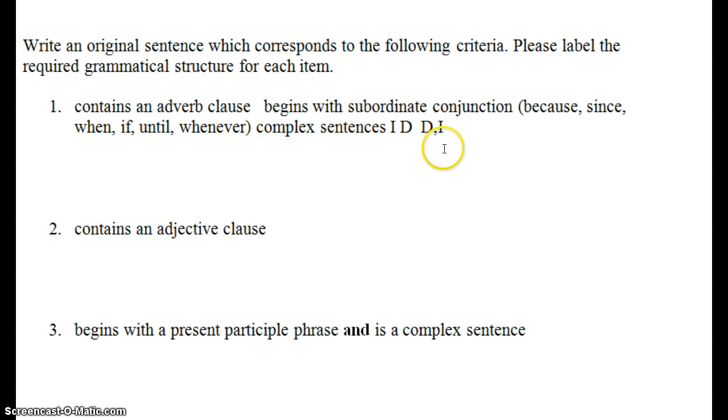And here's a couple samples of subordinate conjunctions: because, since, when, if, until, whenever. There's a whole list of them on that PowerPoint, which has been posted on Blackboard. I advise you to look that over again, same one that was shown in class. So with complex sentences, again, we can start with the independent clause and follow with the dependent clause, or we can start with the dependent clause followed by a comma, then the independent clause.